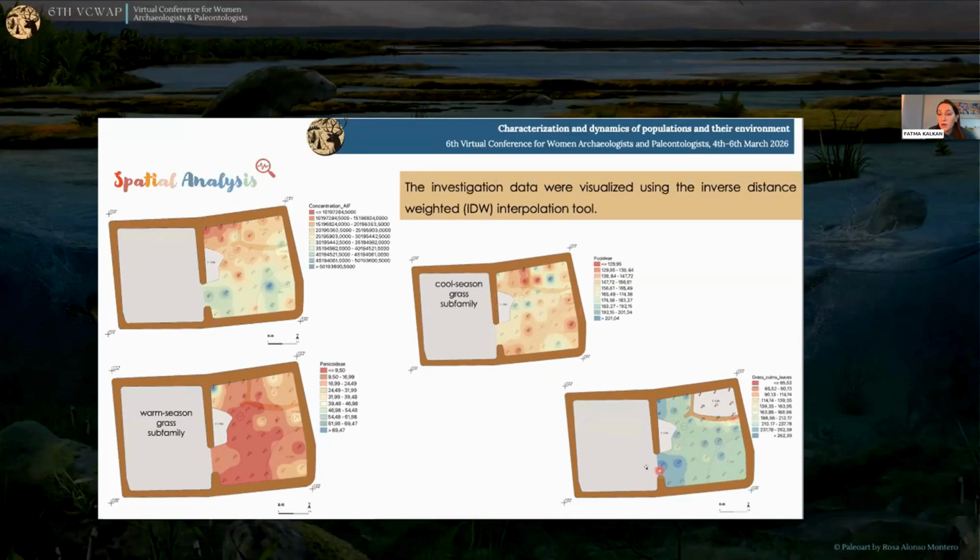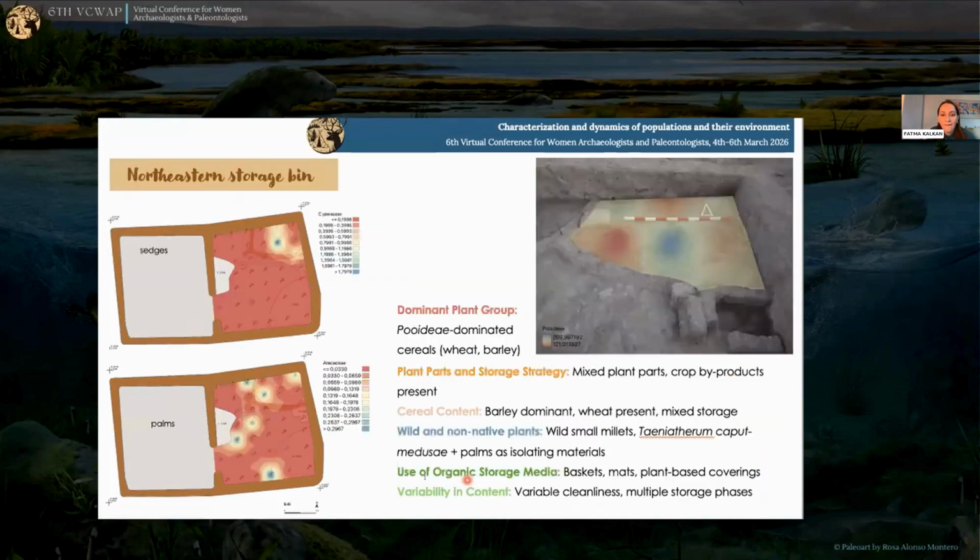In terms of plant parts, the distribution of grass culms and leaves in the room reveals an almost homogeneous pattern when we exclude the northeastern silo samples, suggesting similar use of the southeast silo and the main area. So you can see the distribution of sedges and palms on these maps. Interestingly, sedges only occurred in the northeastern silo.